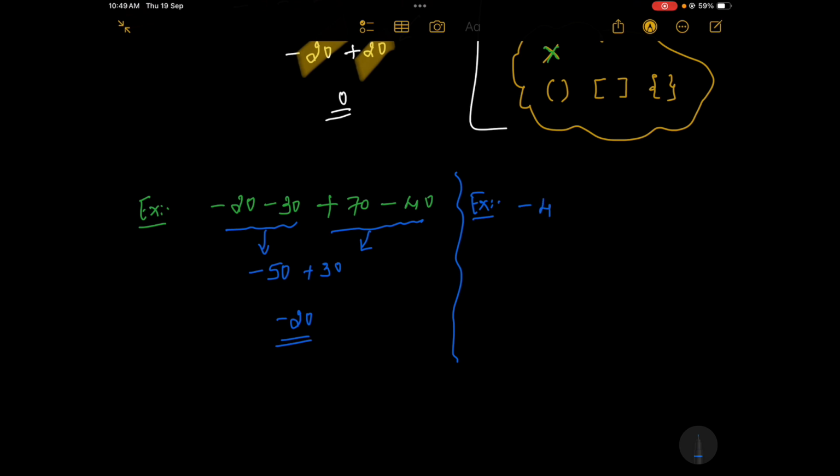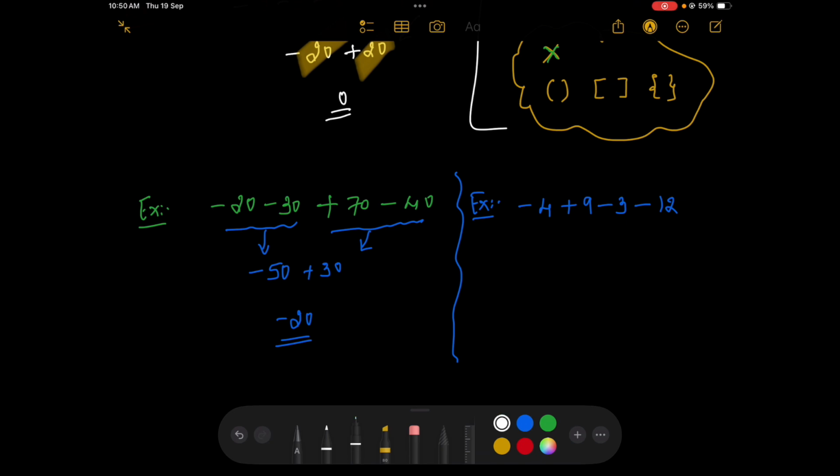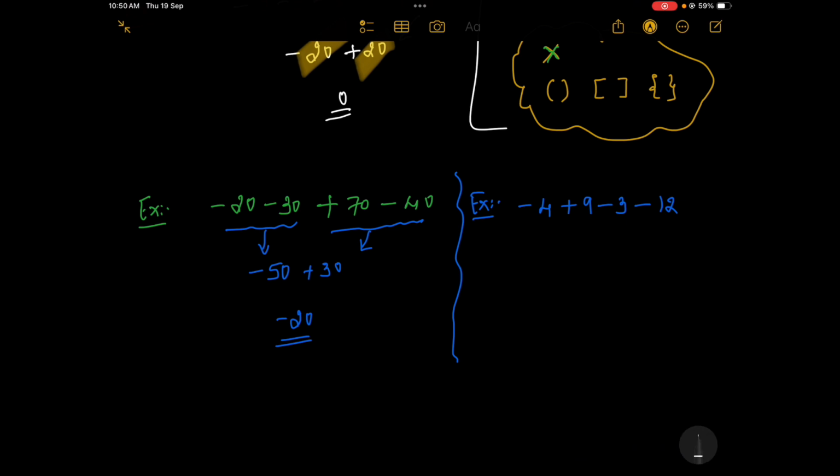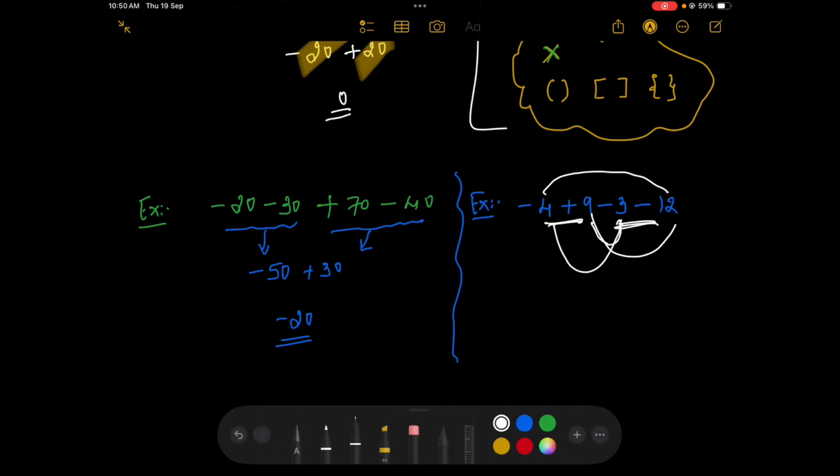The last problem now: minus 4 plus 9 minus 3 minus 12. How shall we solve this? You can solve in any order. You can take the first two numbers, then the last two, or you can take these two first, then these two next, or you can make a combination of these two and these two. You can follow any order, provided you follow the rules.